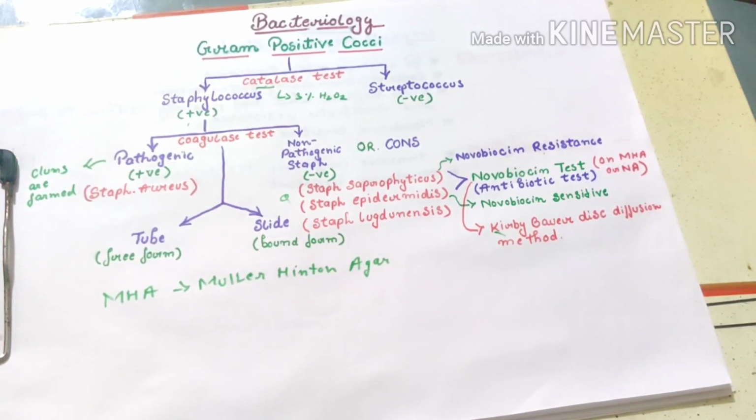In the next video we will talk about CONS, that is coagulase negative staph. Firstly we will talk about CONS, coagulase negative staph, then we will talk about pathogenic staph, Staph aureus.